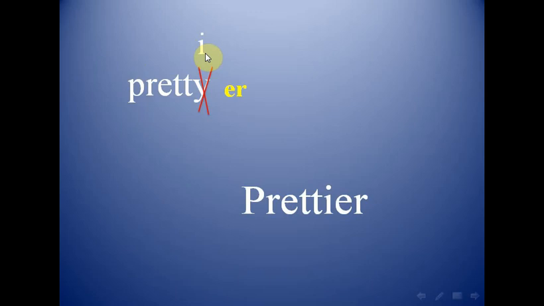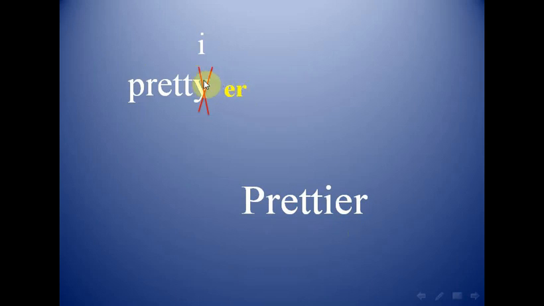Okay, this is exactly what happened. First thing, I cross the Y out. After I cross it, you have to put something at once. Don't forget to put I. And then you can put the ER in the end. It's gonna be prettier. This one is correct.